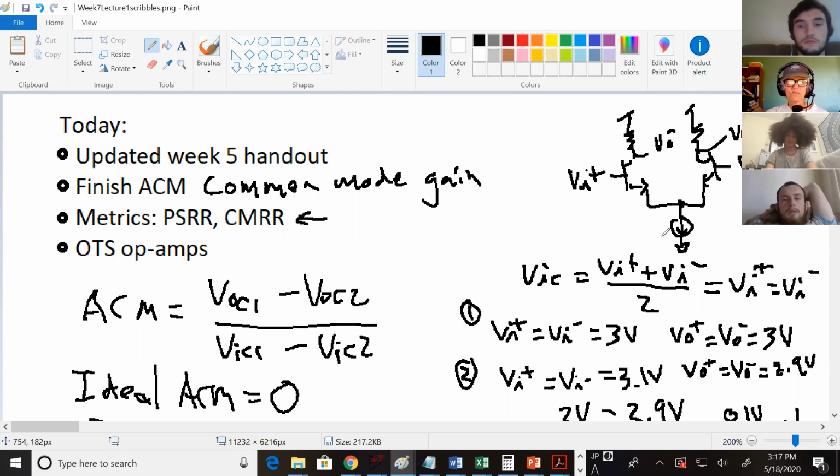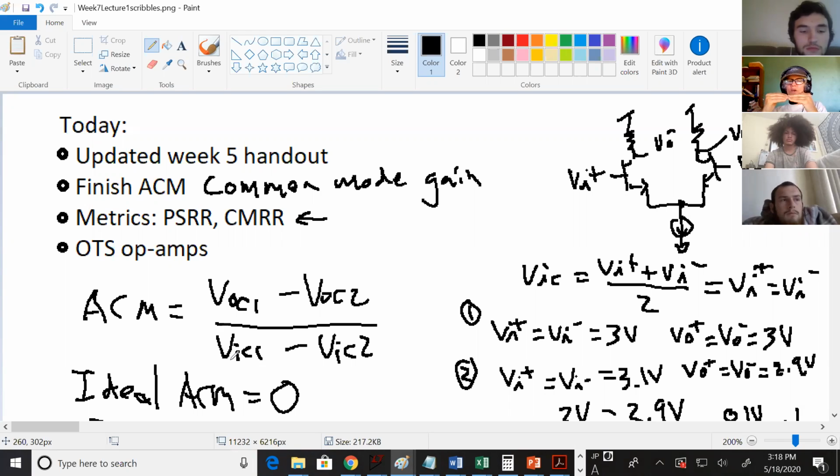Right. So the first thing, since I was going to talk about ACM, I just wanted to refresh you on the experimental equation for it, and that's this: ACM equals VOC over VIC. VIC and VOC are the averages of the input and the average of the output. Since you're working with averages, it makes the math so much easier if you tie Vn plus to Vn minus. Now they both have the same value, so you know the average is just whatever value they are.